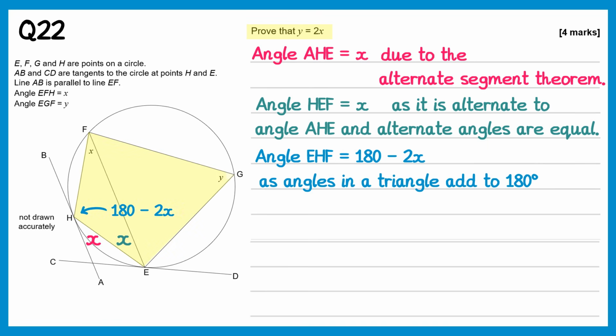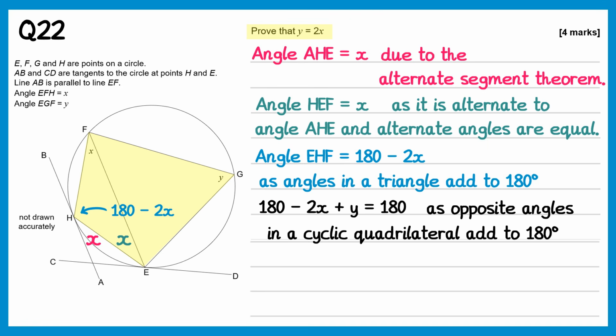We're now going to look at this whole quadrilateral here. This is a cyclic quadrilateral since all 4 of the vertices are on the circumference of a circle. You should know that in this case the opposite angles in a cyclic quadrilateral add to 180 degrees. So notice how the y is opposite the 180 take away 2x. So if we add those angles together, we should get 180. We need to give a reason for this as well, so the opposite angles in a cyclic quadrilateral add up to 180 degrees. Now if we take that equation we just wrote down, if we add 2x to both sides, we end up with 180 plus y equals 180 plus 2x, and then subtract 180 from both sides, you'll end up with y equals 2x, which is what we needed to show.